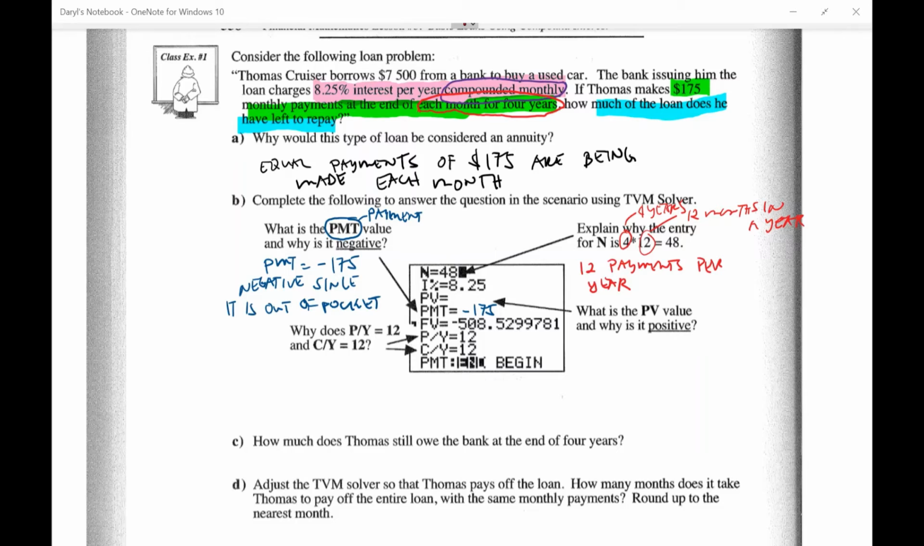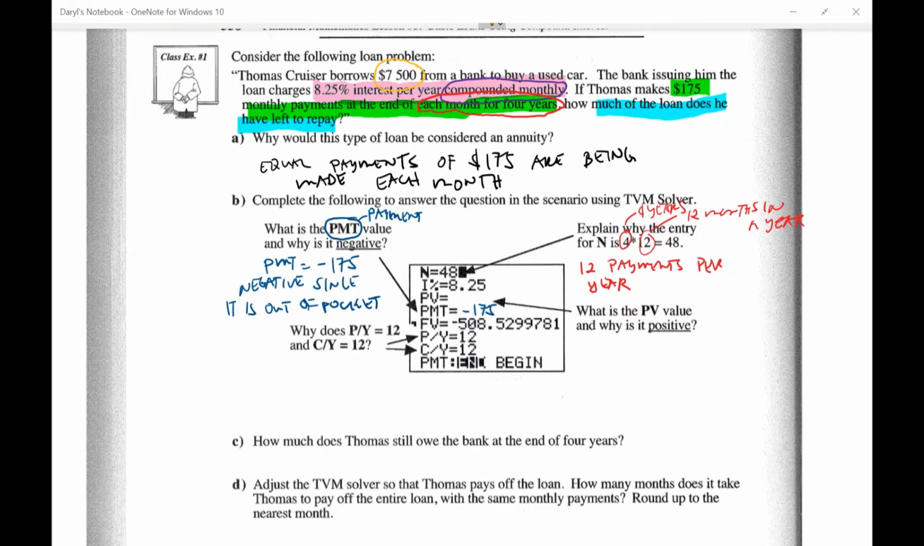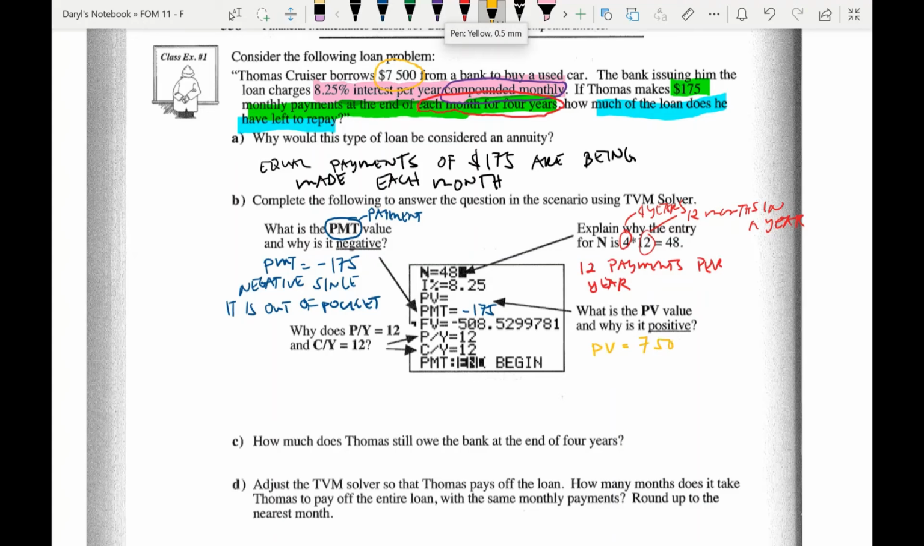So what is the present value? The present value here would be, if you can see, you borrow 7,500. So the present value of your loan is 7,500. So I'm going to place 7,500 here.